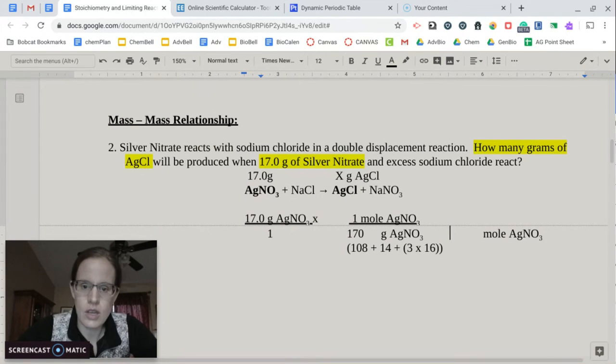And this is where I'm going to look at my reaction. You can see it's already balanced. Yes, there are just ones in front, but it is balanced. So I only have 1 mole. My ratio is 1 to 1. I've got 1 mole of AgNO3 for every 1 mole of AgCl. So I also have 1 mole on top.